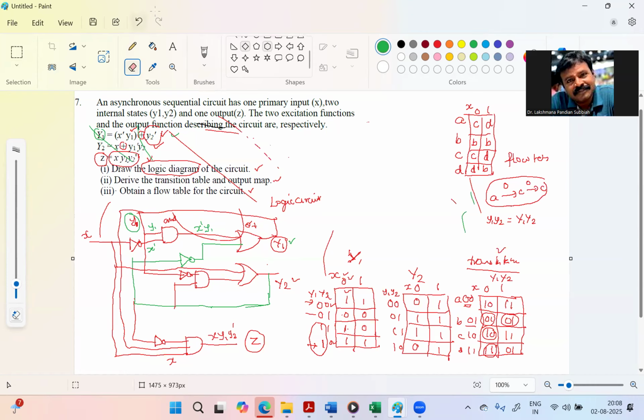Right. Now transition table with output, right? Transition table and output map. So this is the transition table. Then the output map is here. We are having now 0 0, 0 1, 1 0, 1 1. Then we are having now for 0, for 1.